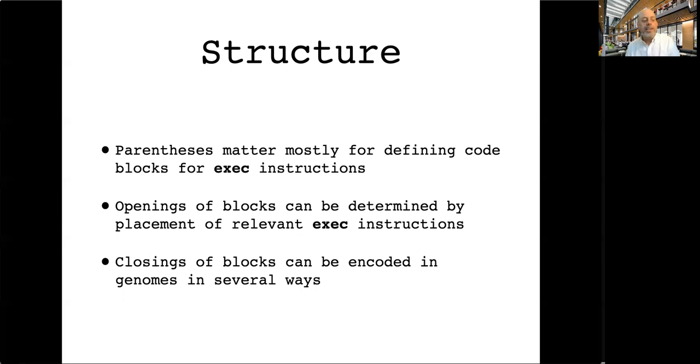And what we do is we make a little table for our instruction set that, for every exec instruction that should be followed by code blocks, says how many code blocks it's followed by. So we just have an annotation that says exec if should be followed by 2 code blocks, exec when should be followed by 1 code block, and so forth. We have a linear sequence of instructions and literals. That is our genome, our linear genome.